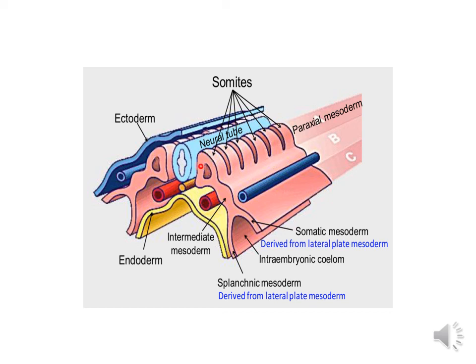The paraxial mesoderm on both sides will give somites. These are the somites, about 42 to 44 pairs, because they lie on both sides of the notochord. And this is the intermediate mesoderm. The lateral mesoderm is divided into a somatic part, and here you can see the splanchnic part. And this is the other one. This is close to the endoderm. This lies close to the ectoderm.